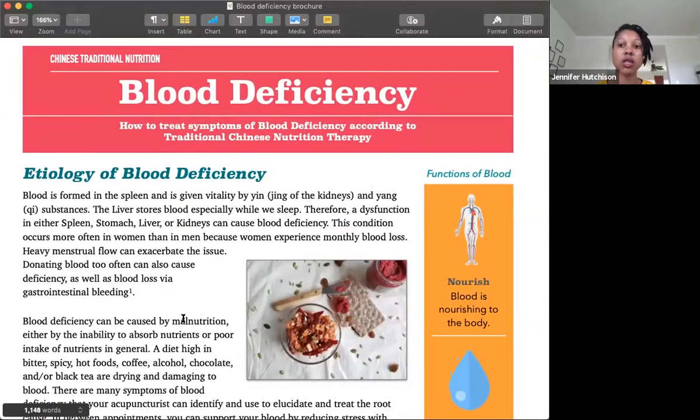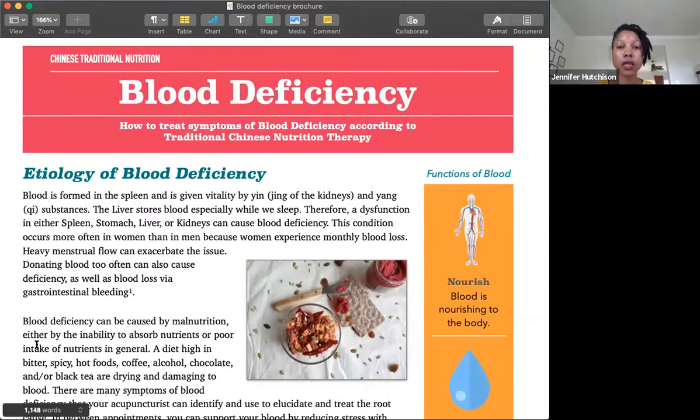So blood deficiency in Chinese medicine is considered a pattern of disharmony. And with all patterns of disharmony in Chinese medicine, we can treat those patterns with acupuncture and herbs. We're using the word pattern because there are specific symptoms that can lead you to the diagnosis of blood deficiency. And there are hundreds of patterns, so we're just going to talk about one, blood.